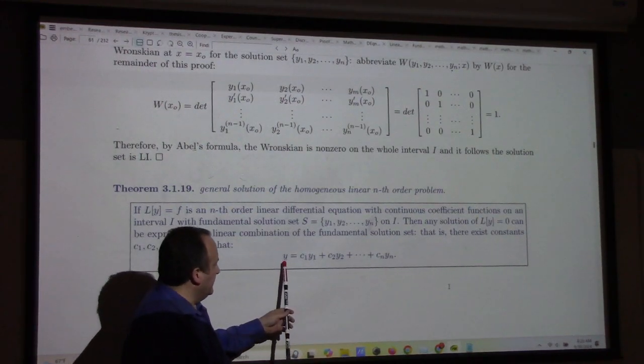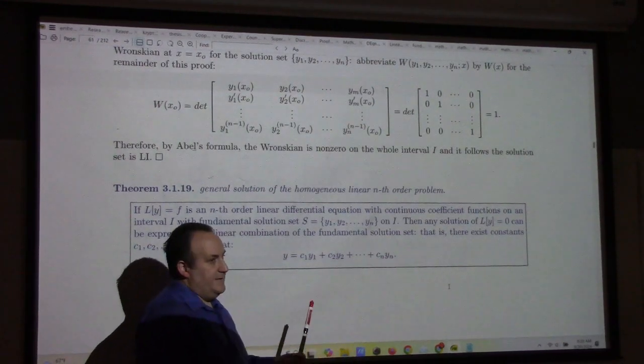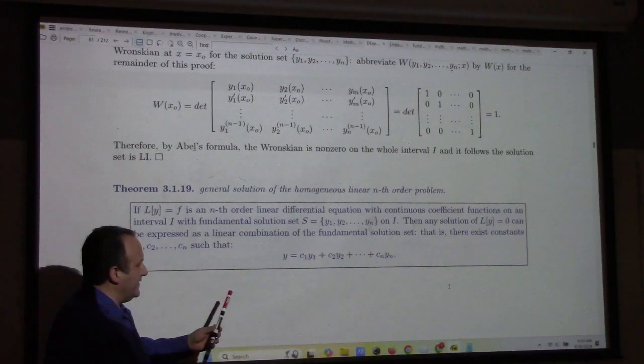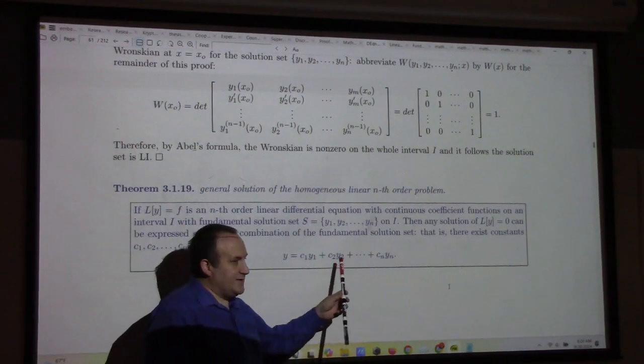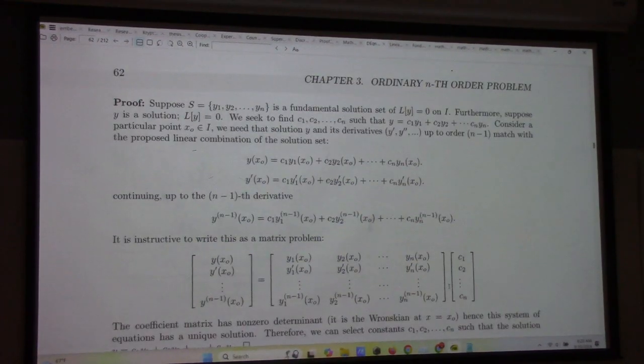So I can write the general solution for the homogeneous problem as c1y1 plus c2y2 plus and so on plus cnyn. Now this is somewhat familiar to you because we did systems already, but understand that these aren't vectors of functions anymore. We're just talking about a scalar solution to a scalar problem. It's just nth order as opposed to n separate differential equations like we did before. The good news is we don't need eigenvectors here. It's just algebra. The proof rests on the previous theorem.